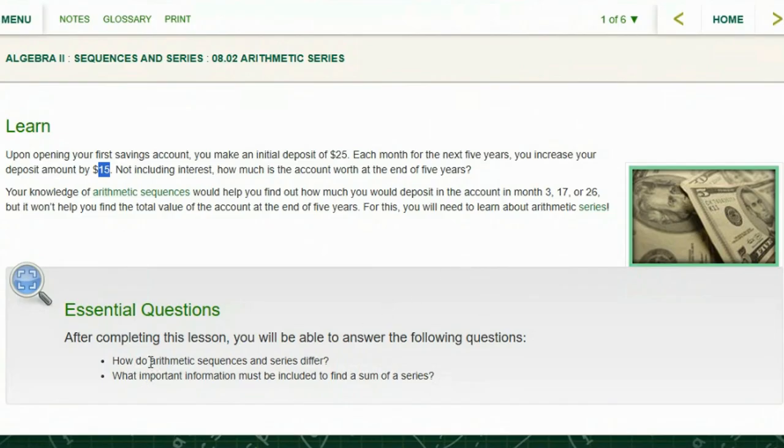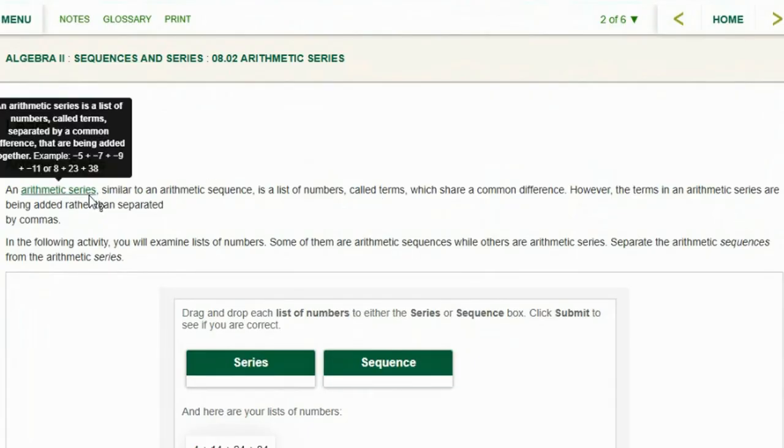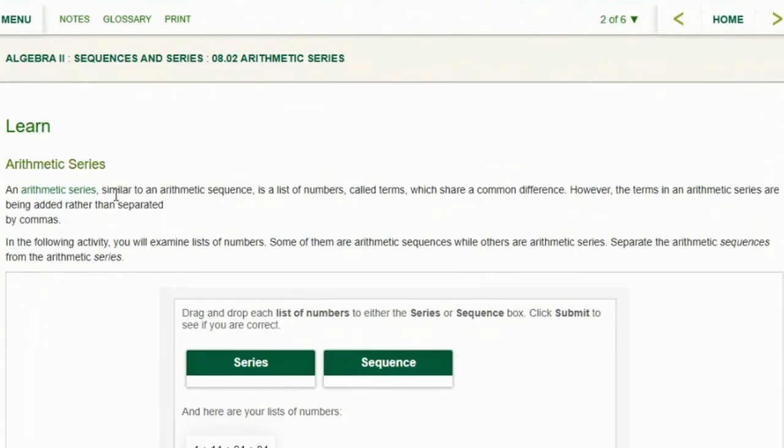So how do arithmetic sequences and series differ, and what information must be included to find the sum? This is going to be the big difference here. An arithmetic series, all right, a series similar to an arithmetic sequence is a list of numbers called terms that share a common difference. But here's the big difference. Well, let me emphasize this again.